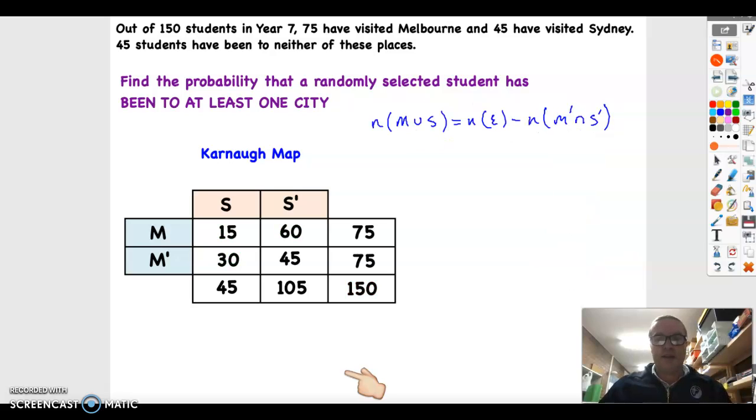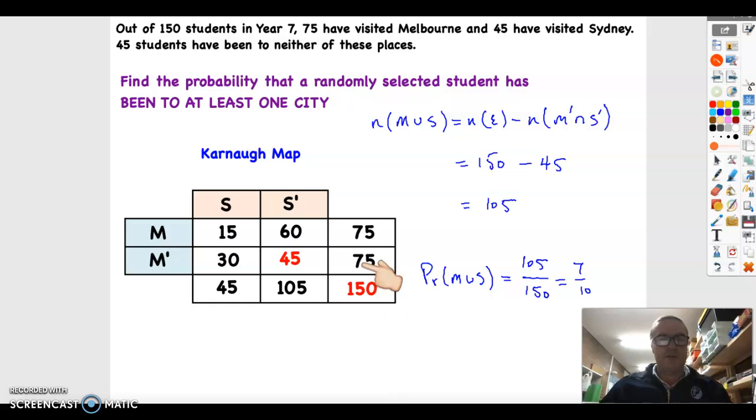The second way of calculating this is to think about the complement. If a student has been to at least one city, the complement of that would be the set of students who have been to neither city. And so we've got an intersection, students who have not been to Melbourne as well as not having been to Sydney. That's going to be 45, so we've got 150 students minus the students who have not been to either city is 105, and we get the same result as before. That simplifies to 7/10. So that's an alternative way of working with the union of the 2 sets.